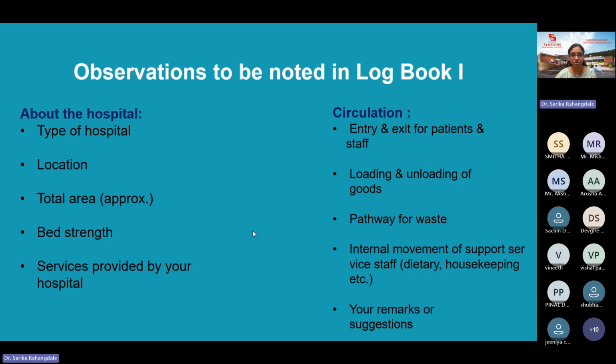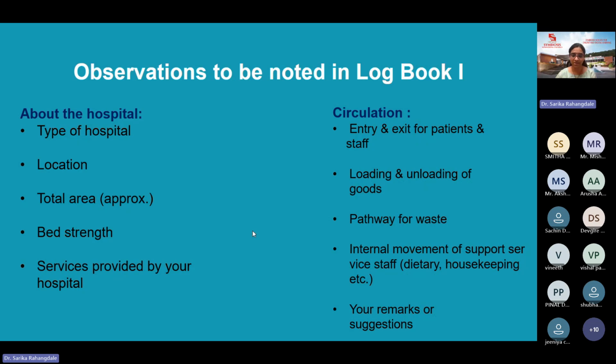So you will also see the different kinds of traffic coming to the hospital. First is the patient, second is the visitors, and then the materials, right? The required materials and instruments coming to the hospital: how are they coming, whether from the main entrance or is there any separate area to carry this material into the hospital.